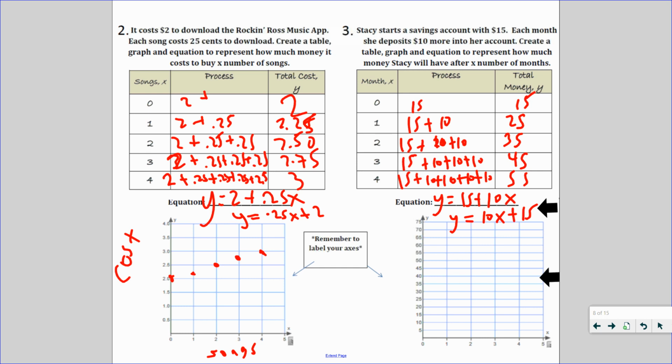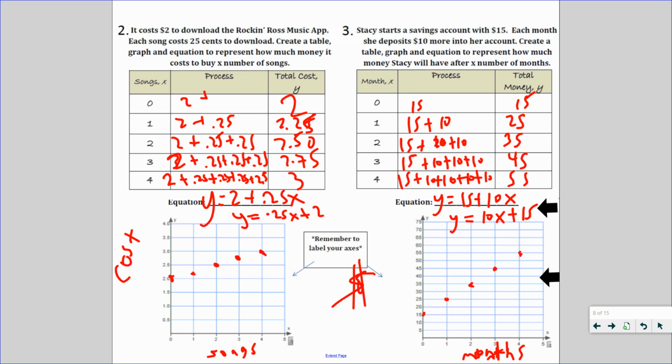Don't forget to label the axes. These are the months because it's x, and these are the money. I'm not sure why the marker's not working as well today. So in 0 months, she puts $15. In 1 month, $25. 2 months, $35. 3 months, $45. 4 months, $55. We do not connect it because it's saying how much you put down that month, each month.